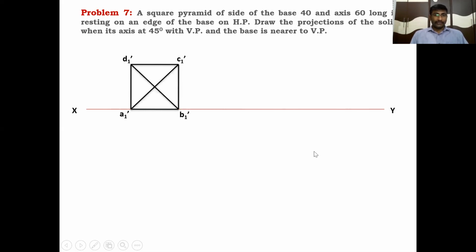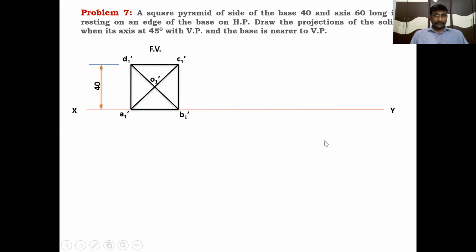So locate the center point of the square. Simply join the opposite corners of the square, that is the diagonals, which intersect at a point. It is called the apex point. Apex point is O1 dash. This is the square pyramid when looking from the front side, if its axis is perpendicular to the vertical plane. Okay? Side of the base is 40 mm, as given in the problem.